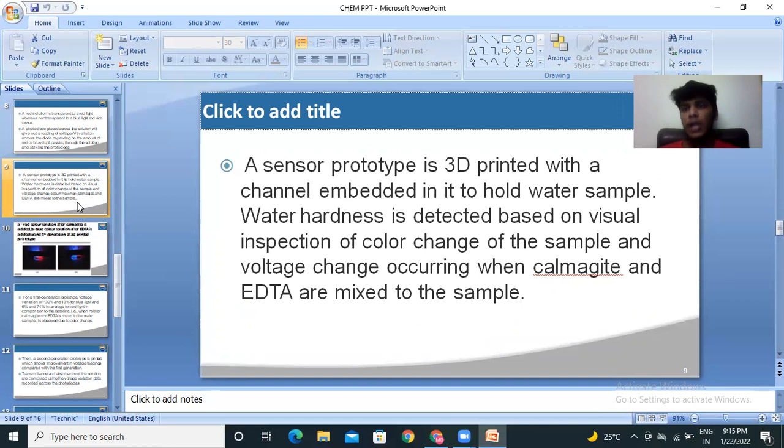We can check the water hardness by its color. As I have shown in the previous slides, when calmagite is added to a solution of calcium and magnesium, it changes to a wine red color, which also indicates the hardness of the water, whereas when EDTA is added to the solution, it gives a blue color. Then we can detect the hardness of the water.